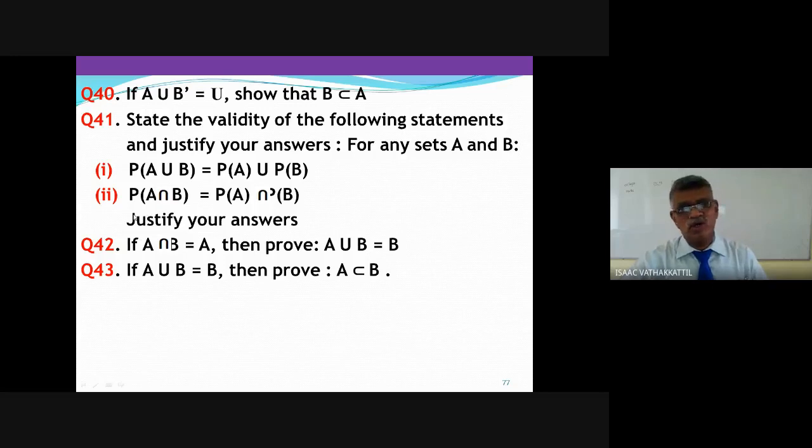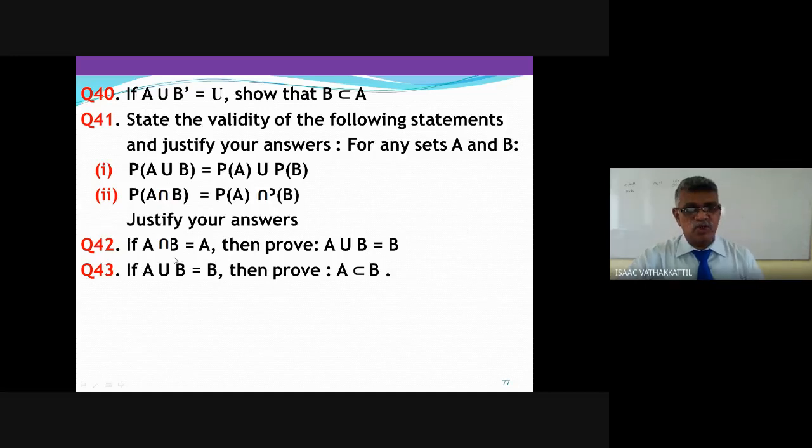Whenever it is true, you prove it. Whenever it is false, give an example. That is a normal way in mathematics. To prove, examples will not do. You have to systematically prove. And if it is false, produce an example.